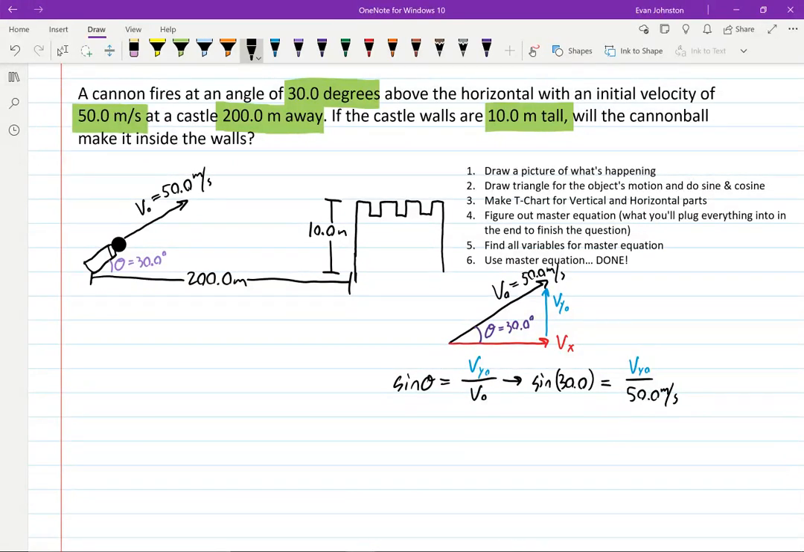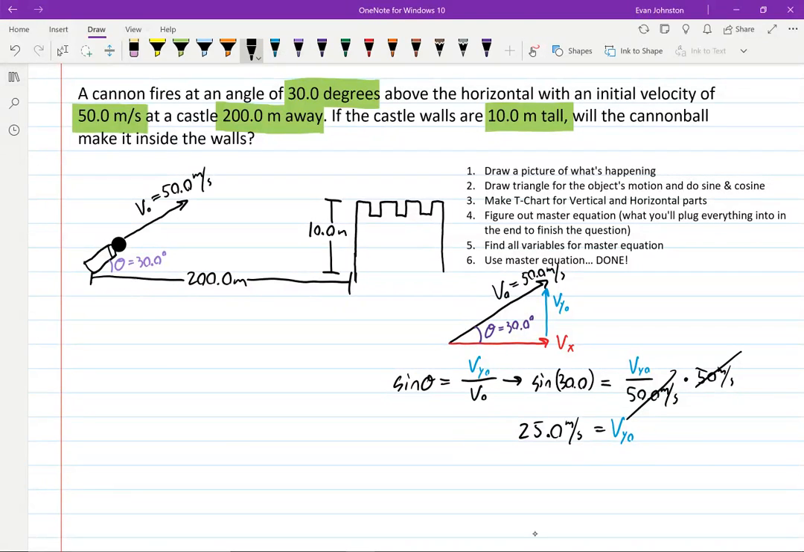So really all I need to do here to get my initial y velocity is multiply by 50 on both sides. Taking out my calculator, if I multiply by 50 meters per second on both sides, it'll cancel over here, and I need to multiply the left side as well. So 50 times sine of 30 gives me 25, and we could keep sig figs, 25.0 meters per second is our initial y velocity.